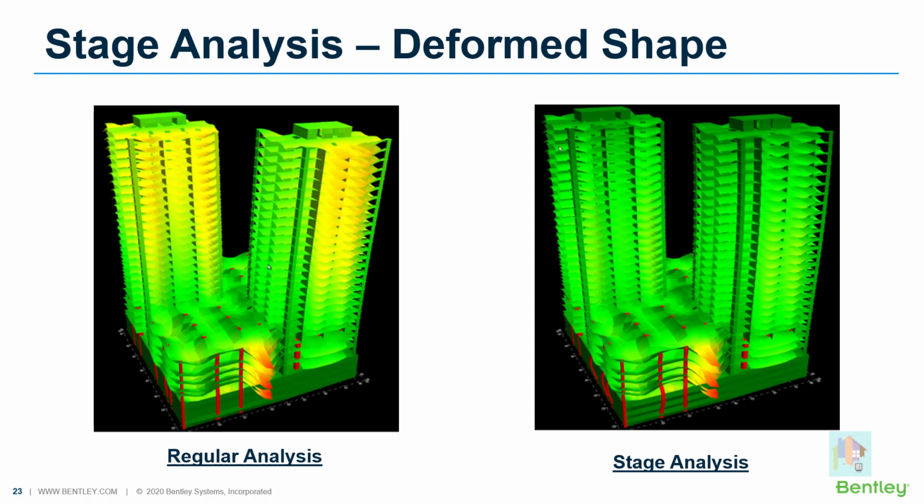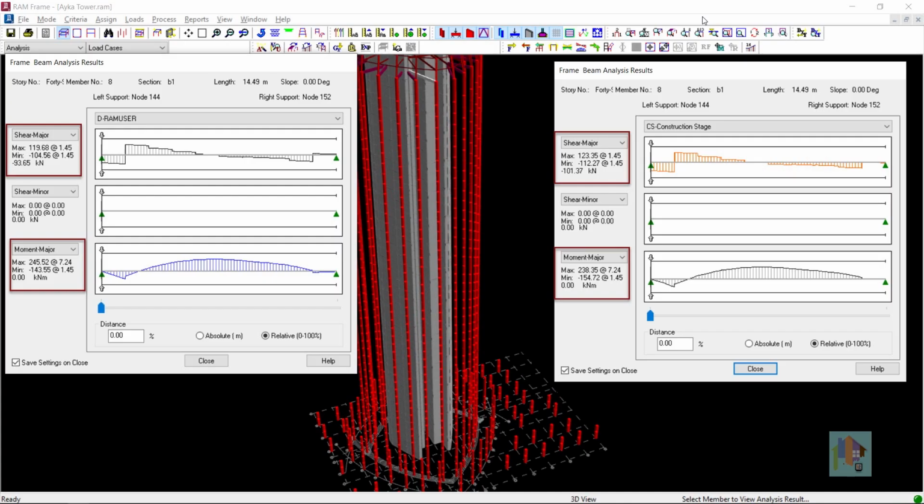Just a comparison. The first one is for deformation under dead load for regular and construction stage analysis. You can find a clear change in deformation values and pattern for stage analysis as time-dependent effects are considered properly. The second one is with the analysis results. Here also you can notice moment and shear values are considerably different for stage analysis. RAM Structural has a very powerful engine which can capture this sequential analysis properly, which is required for any tall structure.